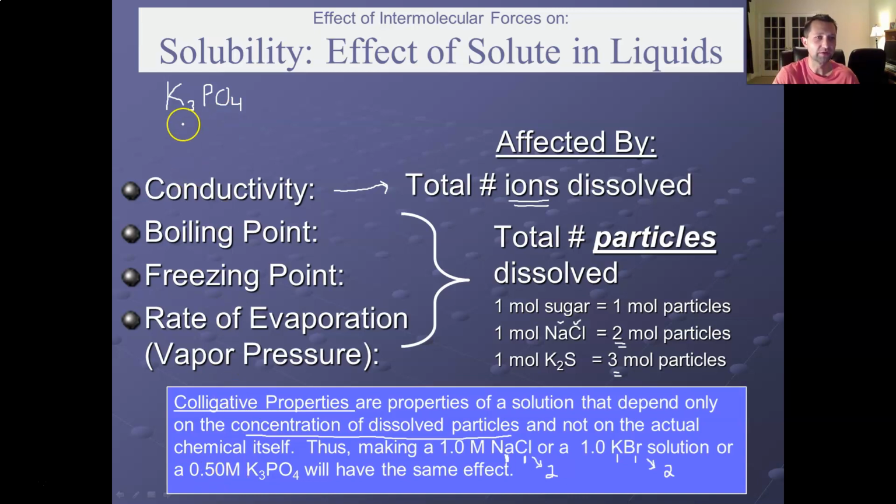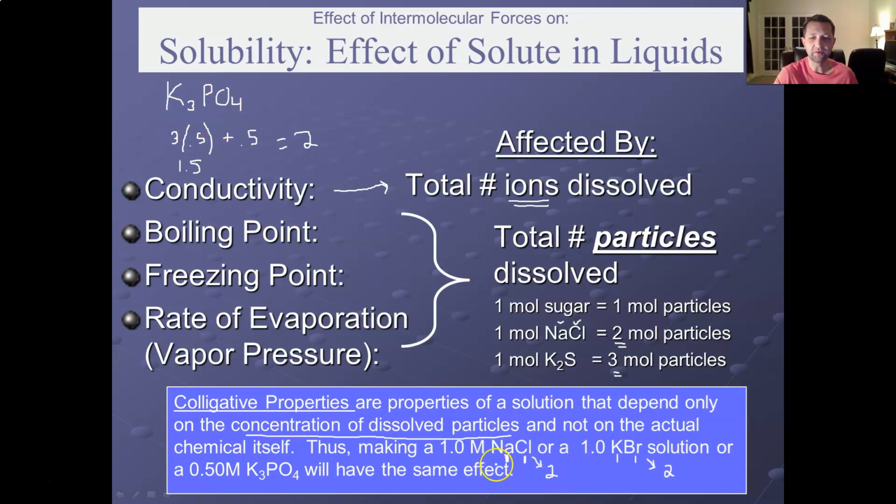It's 0.5 molar. So you have 3 potassiums. That's a 3. 3 times 0.5 molar gives you 1.5 for your molarity there, because you have a half a molar solution. So you do a half a molar times 3. Phosphate, there's only 1 of them, so it's another half a molar. 1.5 plus 0.5 gives you 2. So 2 moles of dissolved particles, basically.